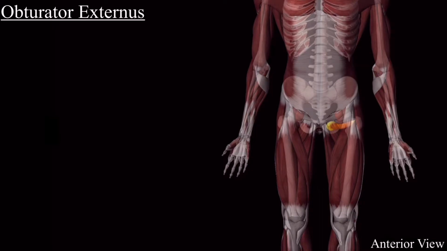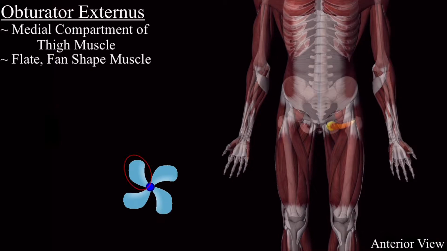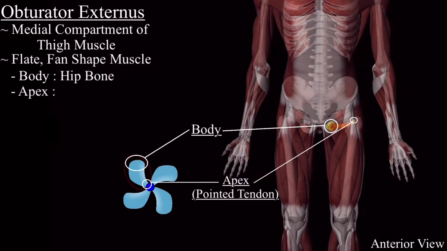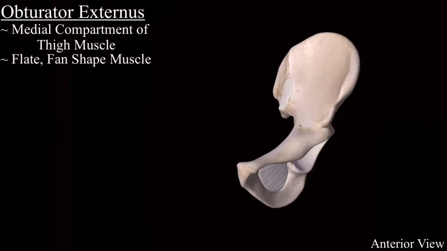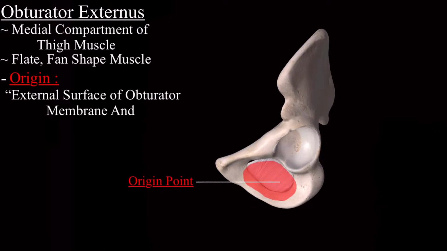Obturator externus muscle is also one of the medial compartment muscles of the thigh. It is a flat, fan-shaped muscle. Its extensive body is attached to the hip bone, and posterolaterally the muscle fibers converge to form the pointed tendon, which is attached to the proximal part of the femur bone. It originates from the external surface of the obturator membrane and adjacent bone.